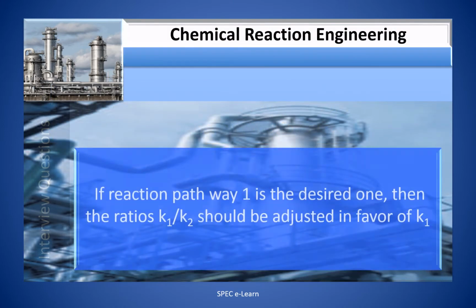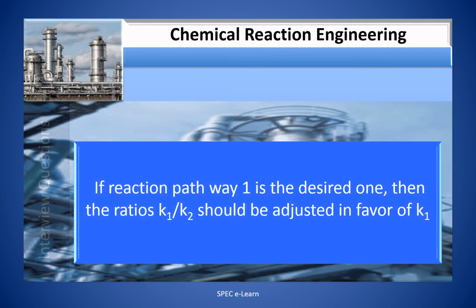If reaction pathway 1 is the desired one, then the ratio K1 by K2 should be adjusted in favor of K1, where K1 and K2 are the reaction rate constants for reaction 1 and reaction 2 respectively.